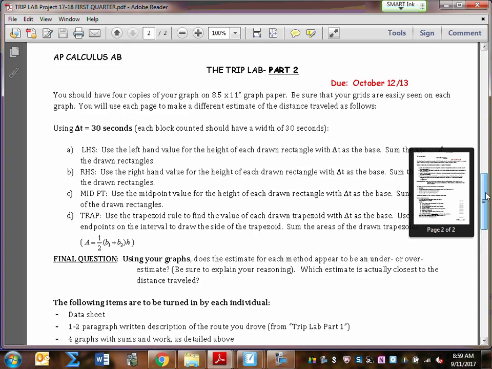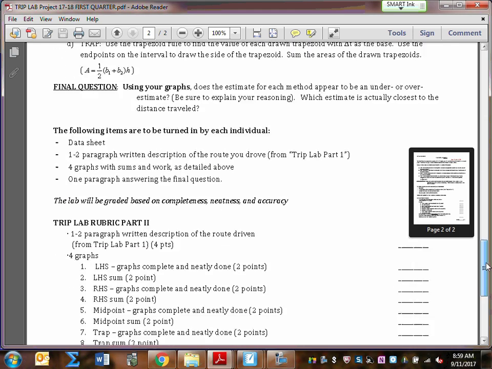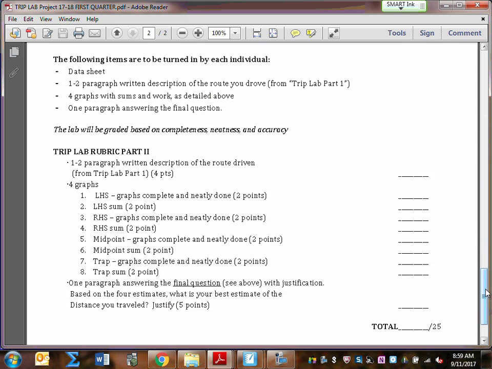So this second part will be turned in October 12th and 13th. And you can see the rubric breakdown for it. So again, the paragraph description and the data, I'll put those on there somewhere. The data and the paragraph description can be copied for everyone, but you should be turning in your own graphs with your own sums.